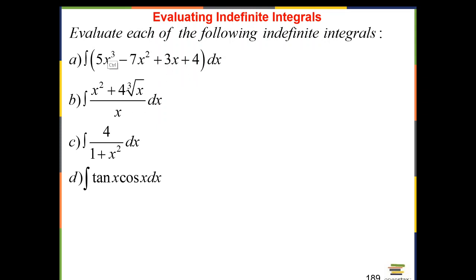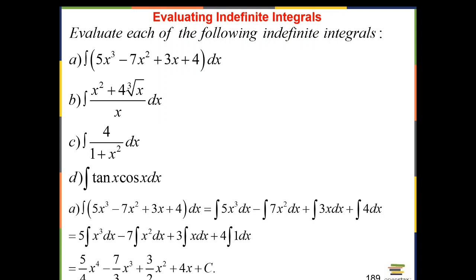This one is easy because there are just a bunch of power functions, so we can do them separately, right? So here we go. This is a. Do you agree? What's the antiderivative of 5x to the third? So we keep the 5, and then we take x to 3 plus 1, and then divide it by 3 plus 1, which is going to be x to the fourth, and then 5 over 4, right?